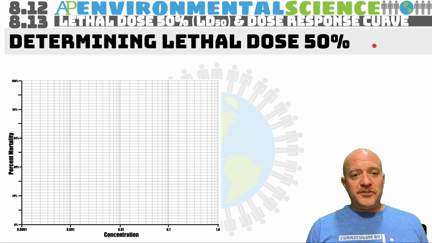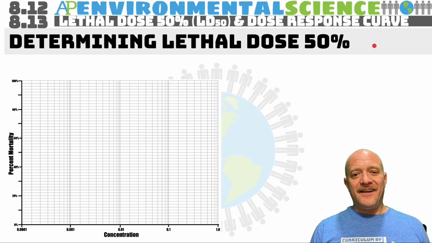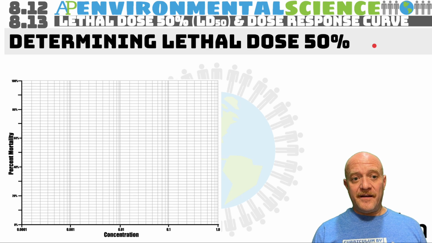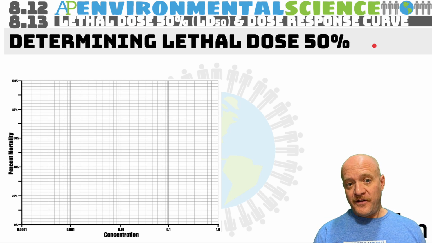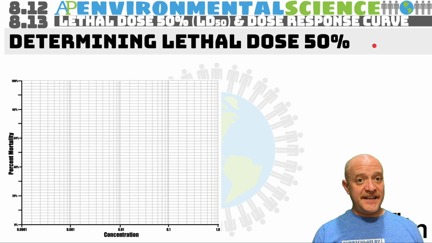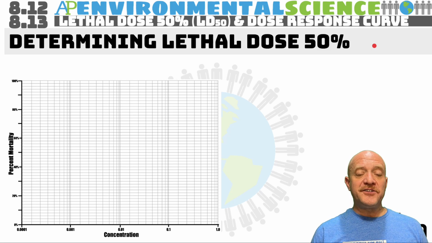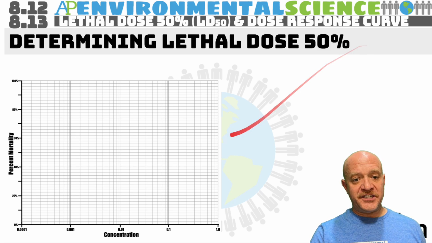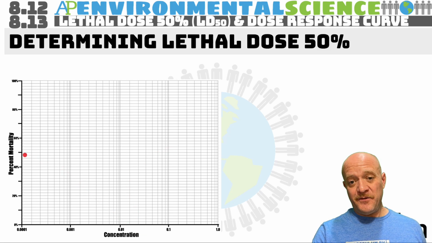So I joined these two together because they're both very closely related, but we have a lethal dose 50% and a dose response curve. The LD50, as it is called, is the concentration of a toxin or any pollutant that is required in order for 50% of the test subjects to die. And we measure this in concentration and percent mortality usually.